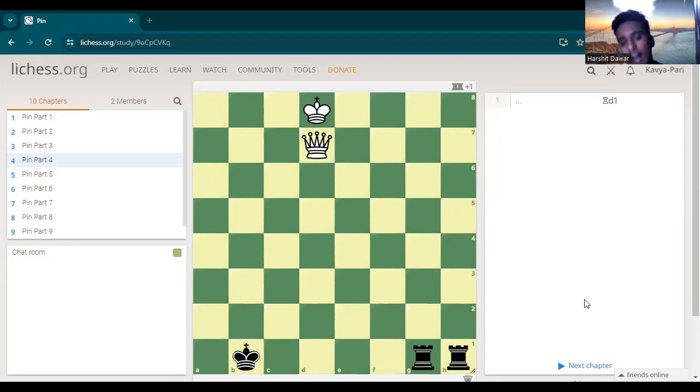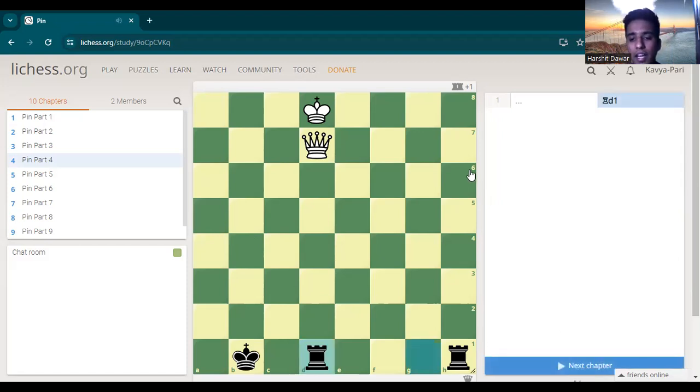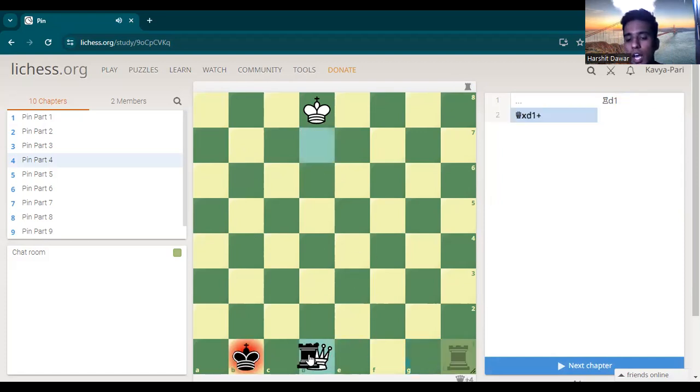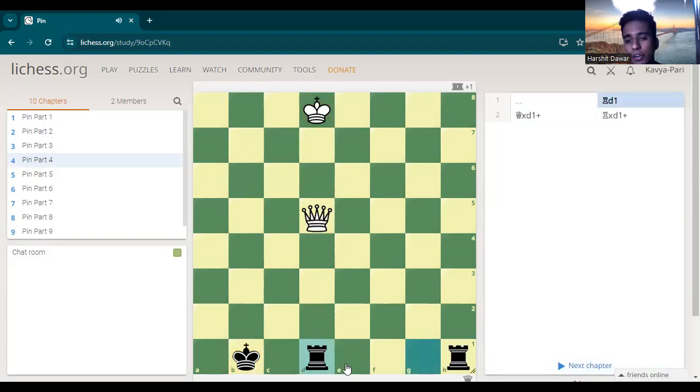Okay, I hope you are back. And the answer is Rook D1. This is pinning the queen, and there is no way White can move the queen because the king will be in danger. So Black again has to give up his queen, and it's a favorable trade. Definitely, it's a good trade. So that's how the pin is all about.